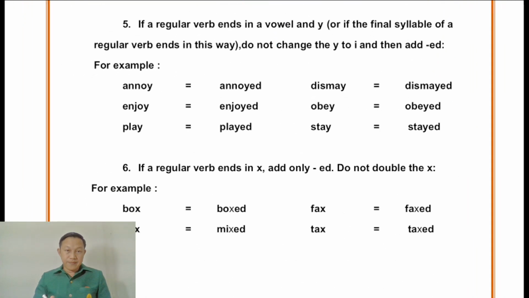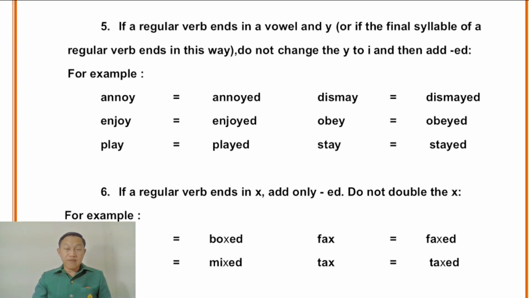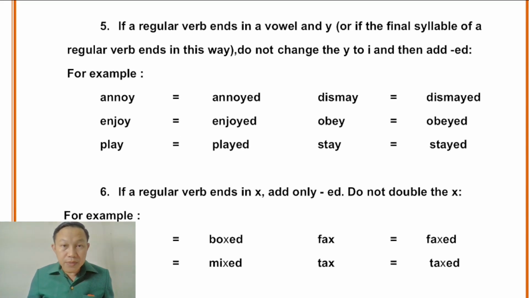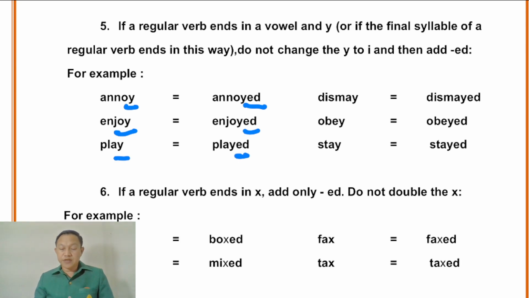Rule number 5. If a regular verb ends in a vowel and y, or if the final syllable of a regular verb ends in this way, do not change the y to i, just add ed. For example, annoy, annoyed, enjoy, enjoyed, play, played, dismay, dismayed, obey, obeyed, stay, stayed.